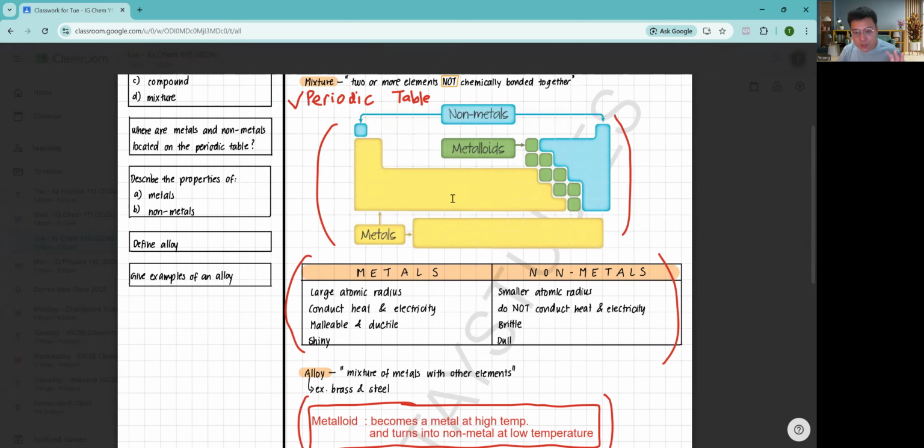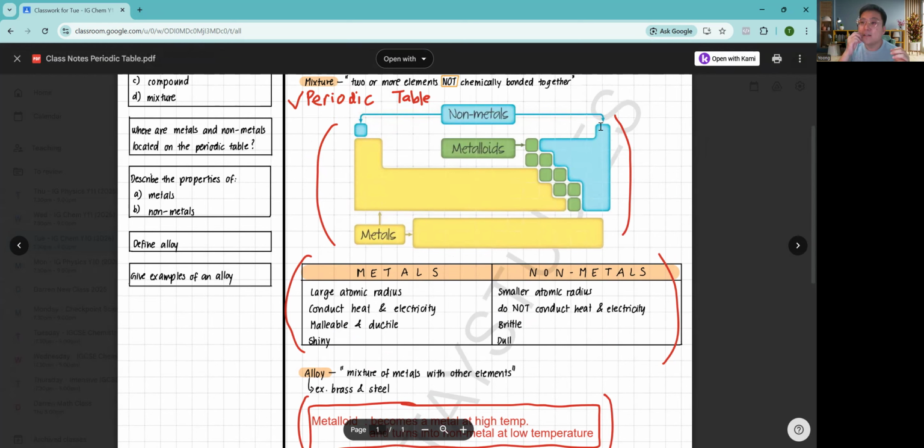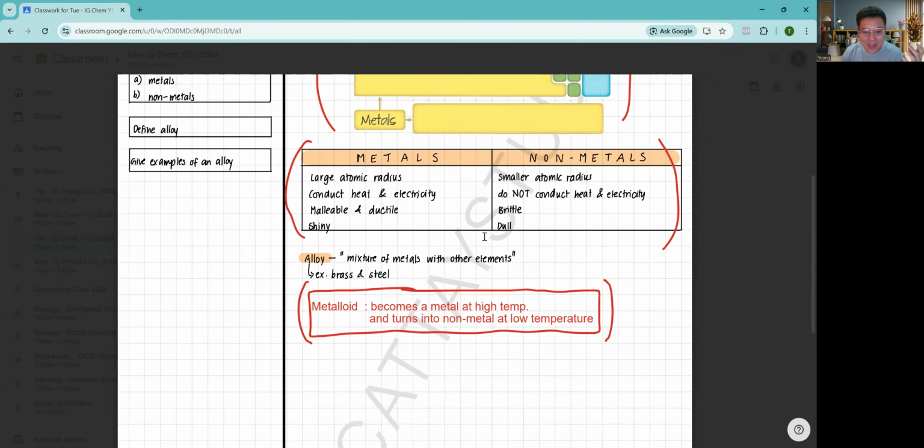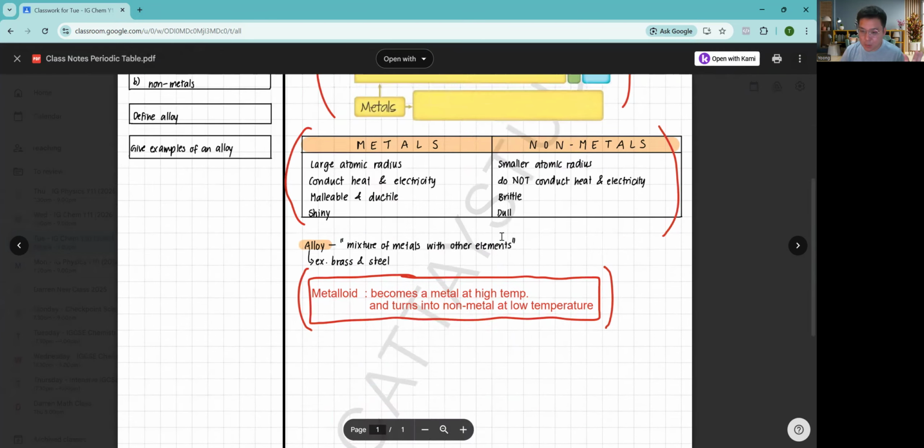Another very important thing, not shown here, but we did go through this in class: all the metals have a positive charge. This is very important to all students. And the non-metals have a negative charge. That's just how it works. Always, metal is positive, non-metal is negative. And then metalloid depends on the temperature. At high temperature, it is positive. At low temperature, it will be negative. Simple. So that's about it for our periodic table.